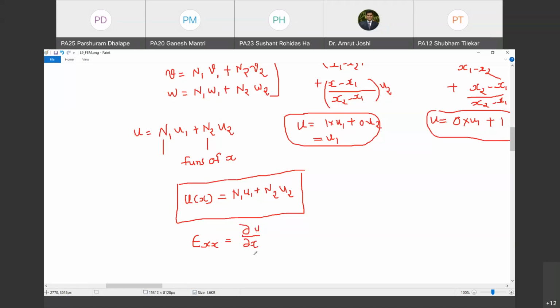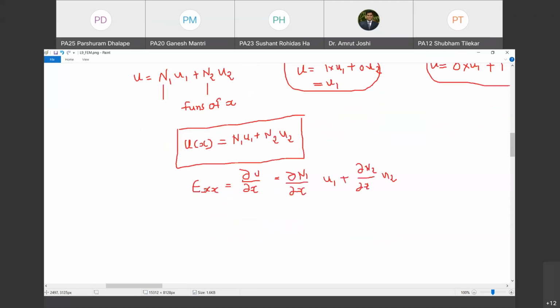Yes. So if it is dou u by dou x, then what it actually will be? It will be dou n1 by dou x u1. u1 is, mind you, not a function of x, so it is dou n1 by dou x u1 plus dou n2 by dou x into u2. Do you agree with me? Type your response in the chat box.